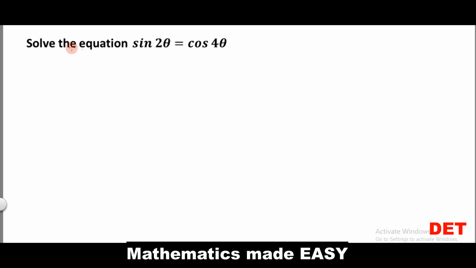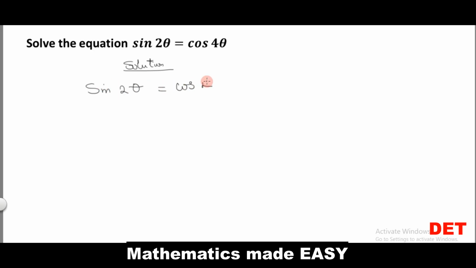Alright, so here we're going to look at this question. The question is to solve the equation sine 2 theta is equal to cos 4 theta. So the equation I have here is to solve sine 2 theta is equal to cos 4 theta.